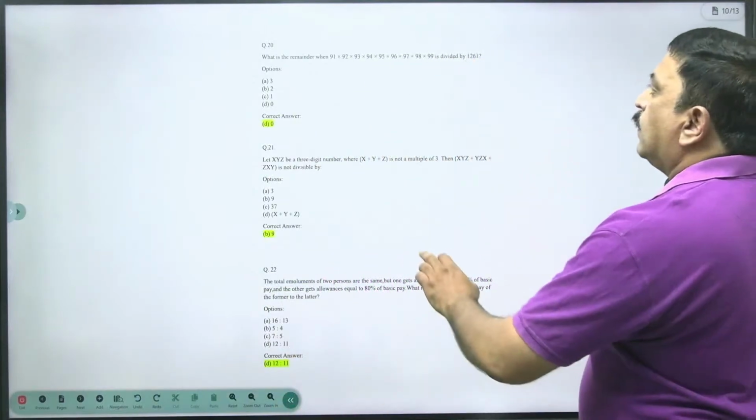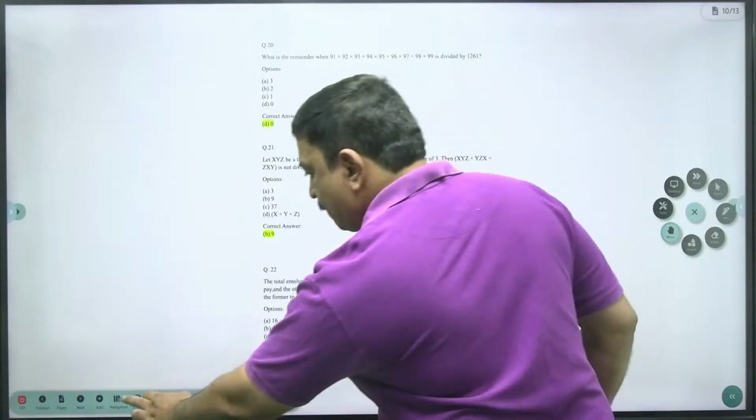Now the case of the number system questions. Let us take that one.